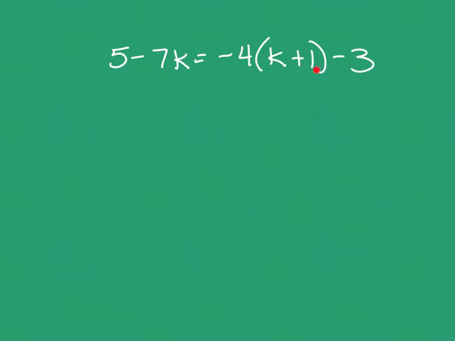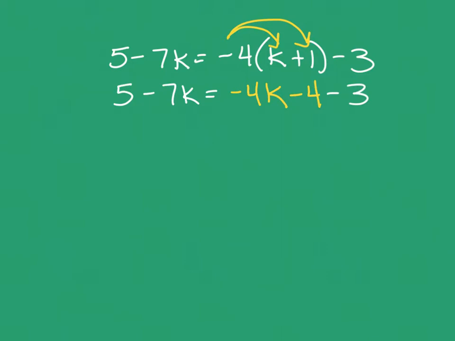Let's distribute this. A negative 4 times k is going to be negative 4k. And a negative 4 times a positive 1 is going to be a negative 4. Everything else stays the same as it was. We haven't done anything with that yet.